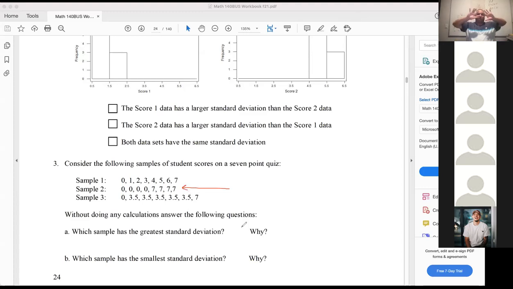All the data is far away from the mean. In the third one, the mean's right in the center at 3.5. Which one has the smallest standard deviation? The third one. Exactly, because most of the data is at the mean, so very little of it's on the outside. Well, 2 is the largest, 3 is the smallest.